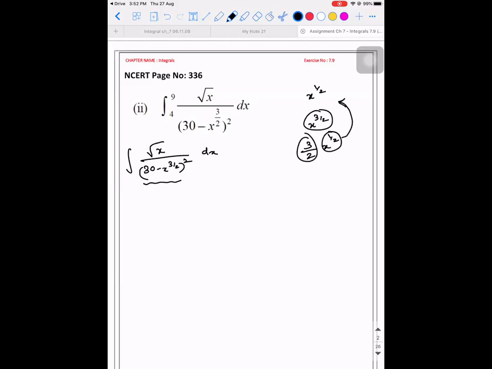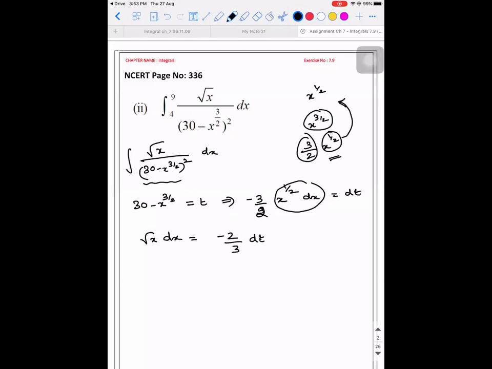This number is not a big deal. But if you're able to get the function, that's fine. So what do I need to take as t? 30 minus x power 3 by 2, if you consider it as t, then what can you say? Minus 3 by 2 into x power half dx will be equal to dt. So x power half dx is nothing but root x dx is equal to minus 2 by 3 into dt. Is it clear till this step? Yes, sir.